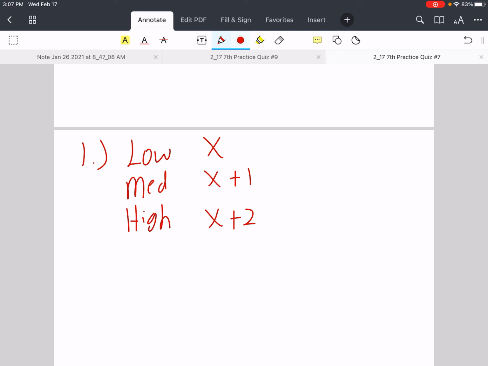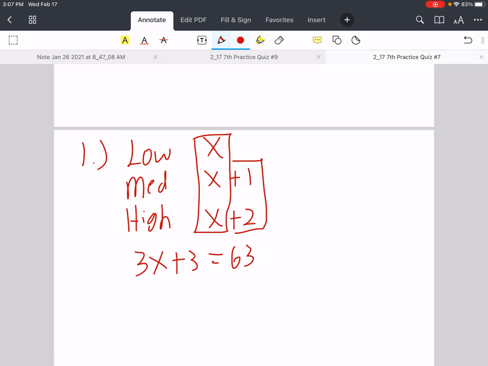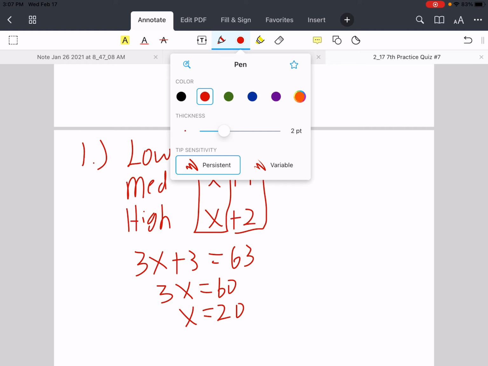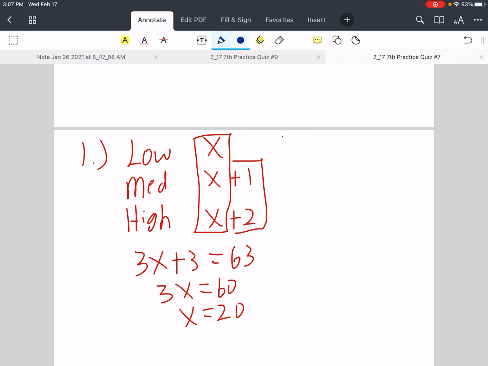Combine like terms, I have 3x plus 3, right? 3x plus 3 equals 63. Subtract 3 from both sides, you get 3x equals 60. Divide both sides by 3, x equals 20. So that means my final answers are the low number is 20, the next number up is 20 plus 1, and the next number up is 20 plus 2. So my 3 numbers are 20, 21, and 22.